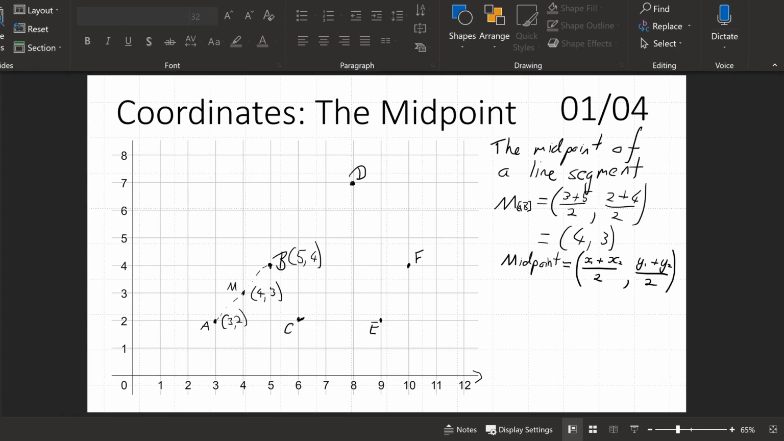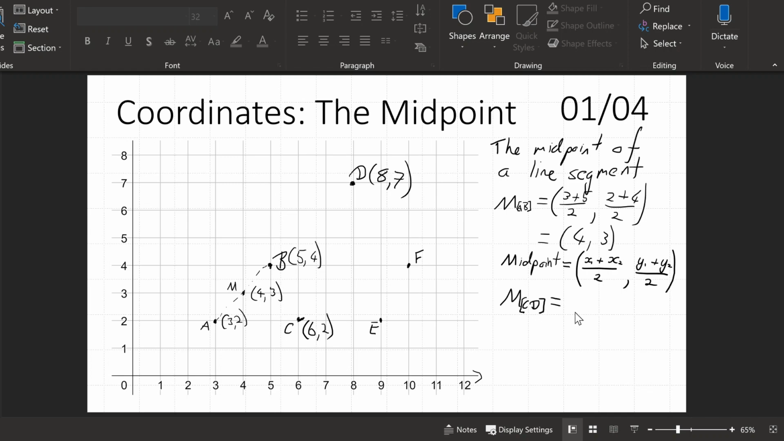So let's see if we can actually use that midpoint formula to figure out another one of these, okay? So let's find the midpoint between C and D. So it's the midpoint technically of the line segment, so the line between C and D, the kind of middle point along that line. So first we're going to need the coordinates of C, which is going to be 6 and 2. And then we're going to find the coordinates of D, which you can see is 8 and 7, okay?